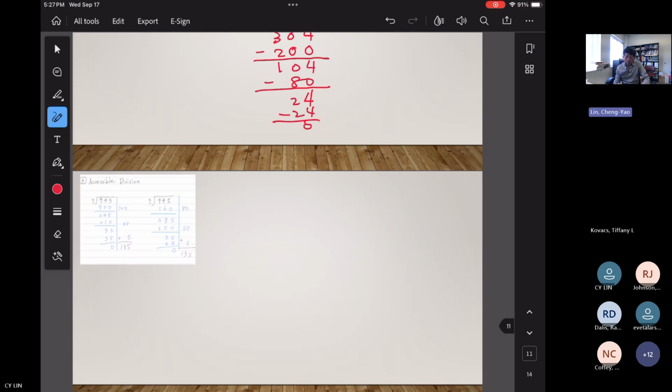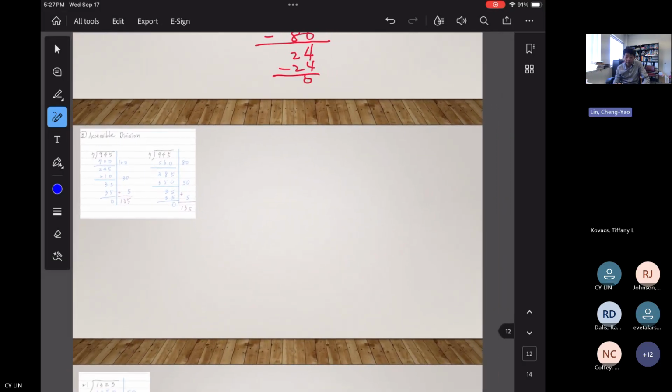Now let's give you an example for this. And personally, I really like accessible division because it gives you more flexibility in doing division.